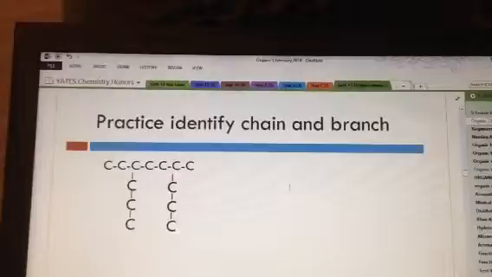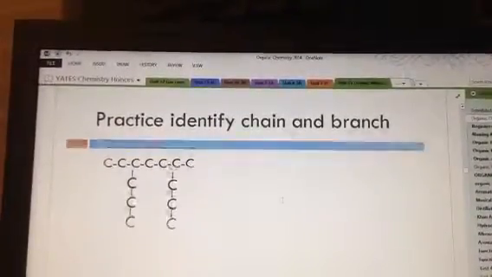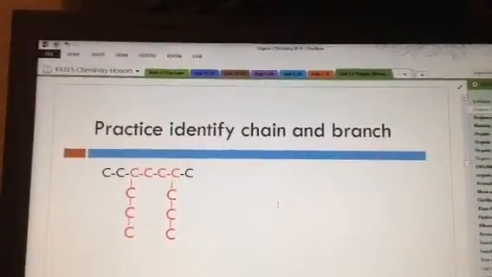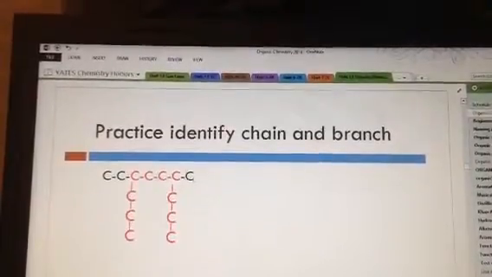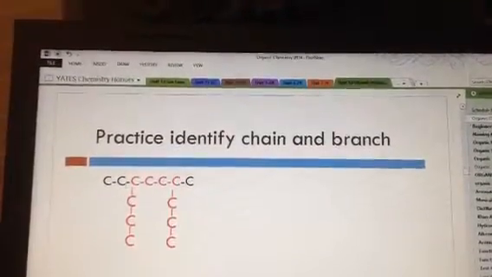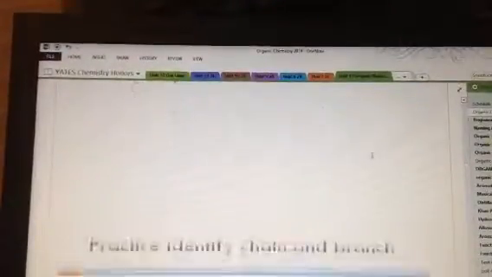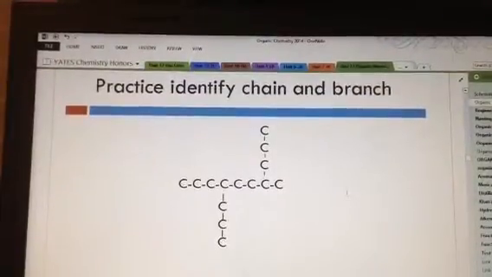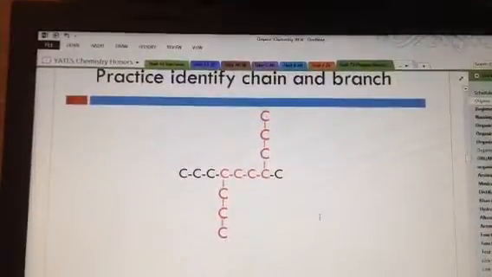Can you see which is the longest continuous run of carbons? If you selected that path, you are correct. Then I have hanging off of this side a methyl, and off of this side an ethyl. Longest continuous run of carbons? Did you make that selection?